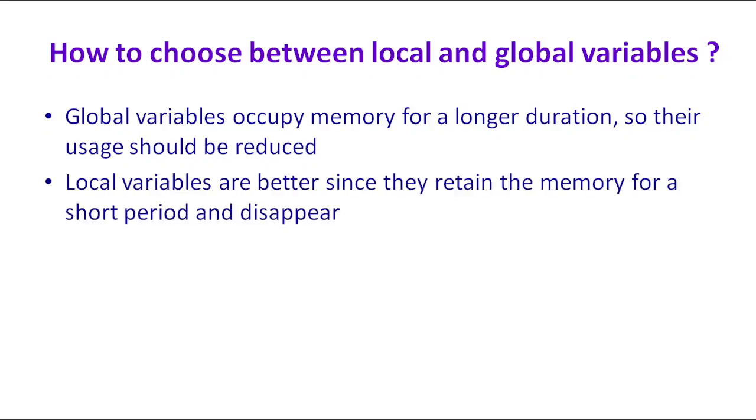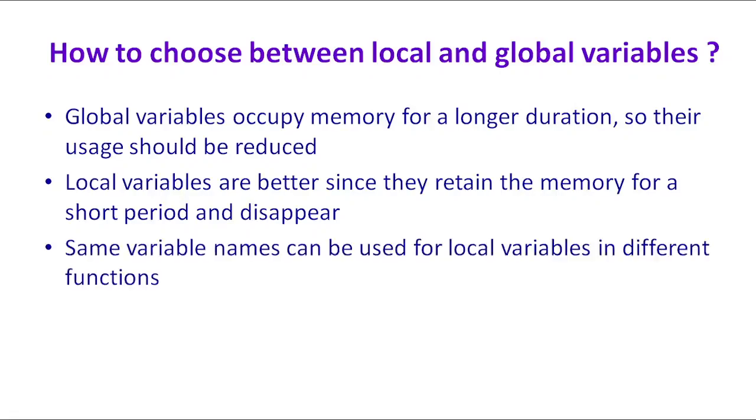On the other hand, local variables release their memory as soon as their function's execution is over, so they are better when it comes to memory utilization. An additional benefit of local variables is that since their scope is limited to the function in which they are declared, we can reuse the variable names in multiple functions, but we can't name more than one global variable with the same name.